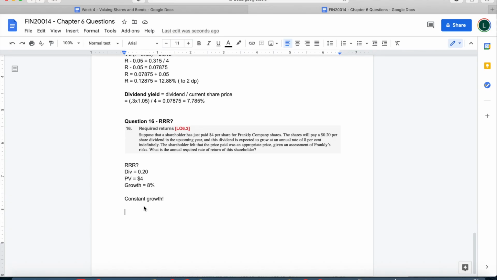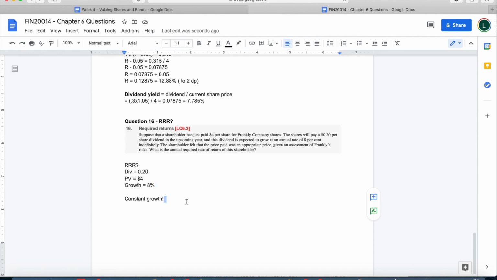So let's have a read. Suppose that shareholders just paid $4 per share. So that is our PV. I've already made a mark here. For Frankly company shares, the company will pay 20 cents per share dividend in the upcoming year. So we know it's upcoming, so we don't actually need to increase it by the growth rate. So our dividend is 20 cents. Annual growth rate is 8% here, and we need to calculate the annual required rate of return.